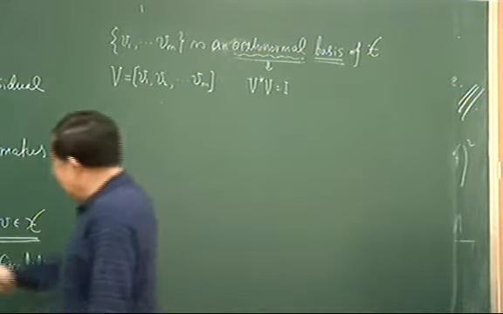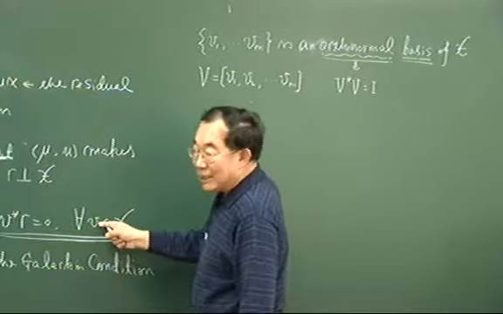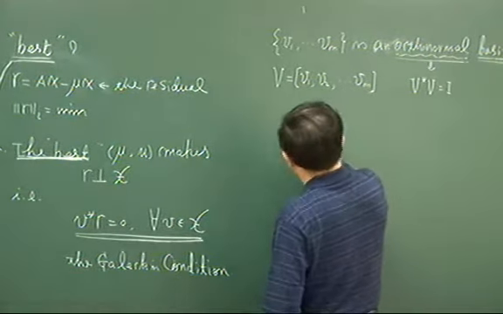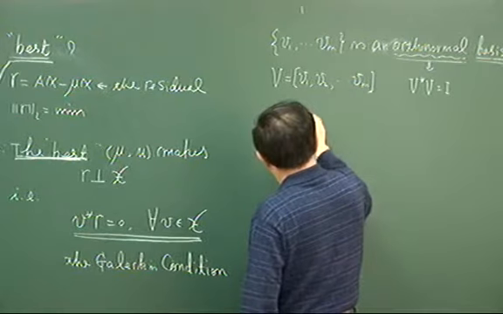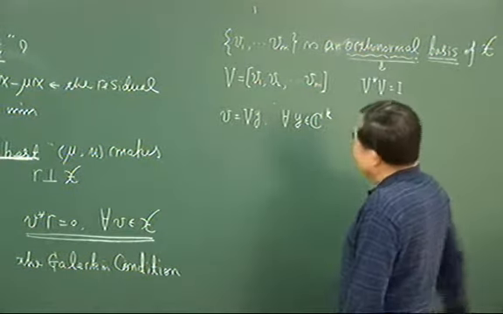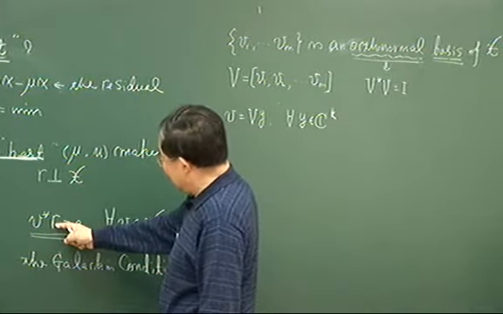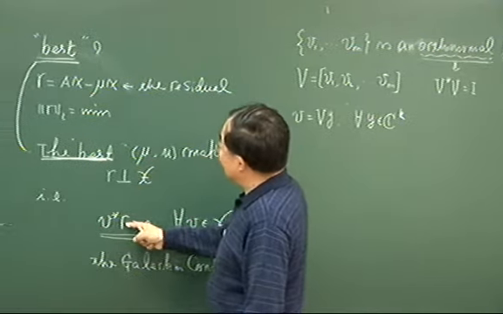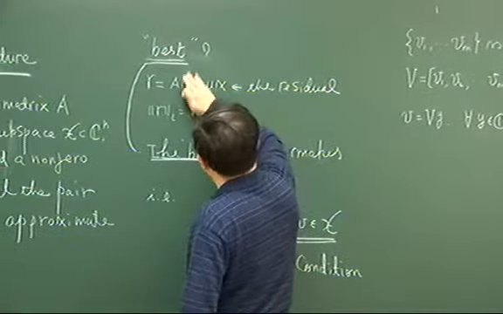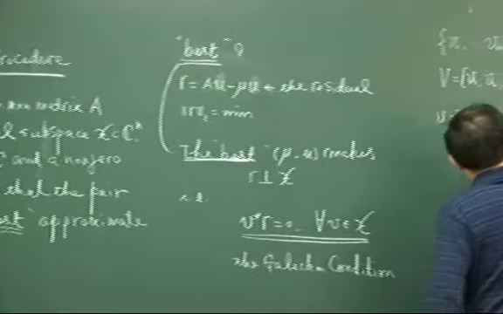Because this is a basis of the subspace, any x can be expressed in this form. u equal to V y, because u belongs to K. So if this condition holds, then, because u is also in this subspace, u can be expressed in this way.